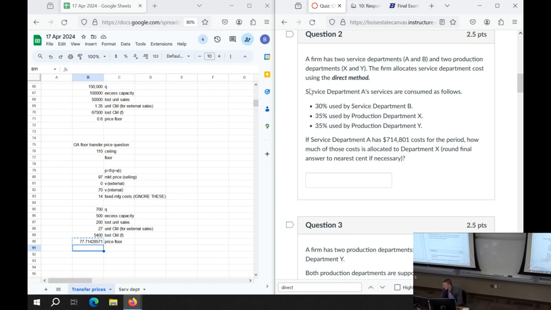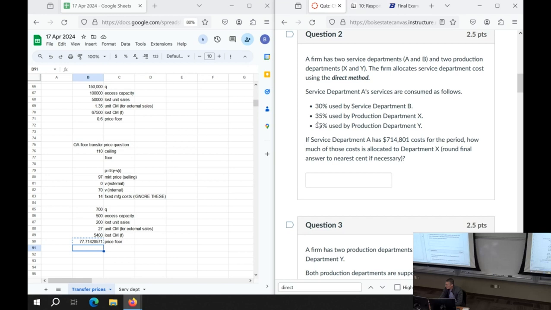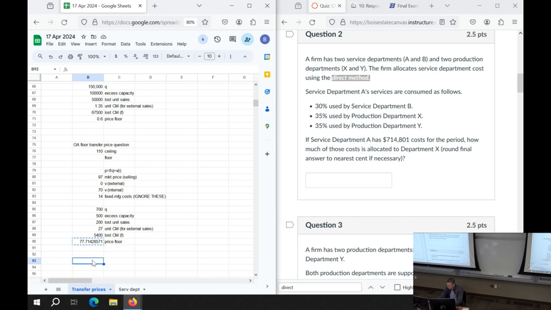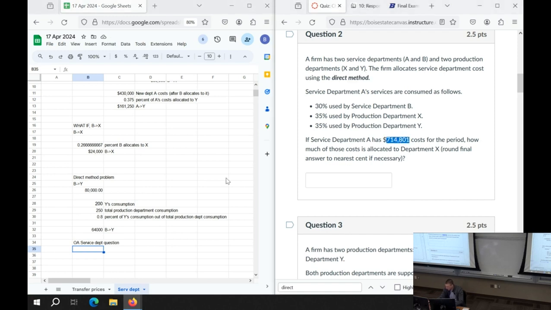All right, so this one right here, I've already eliminated some of the distractor information here for you. Since the question system is asking for service department A's allocation to X, I just include A's services as they're consumed by these other departments. Since it's the direct method, open answer, service department question, we can solve this pretty quickly here.